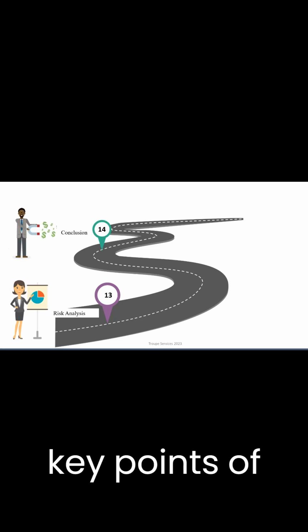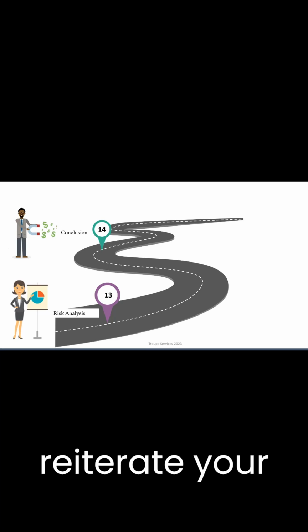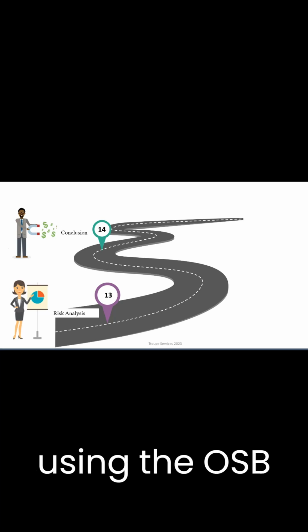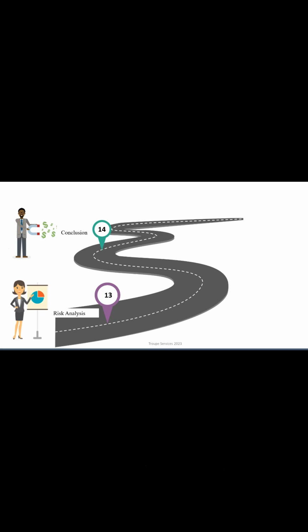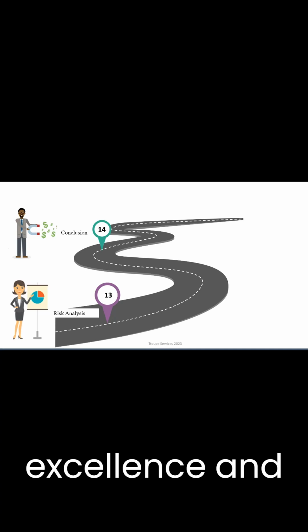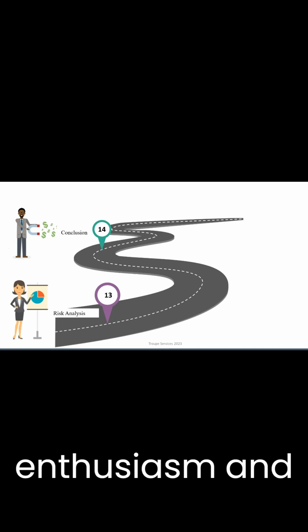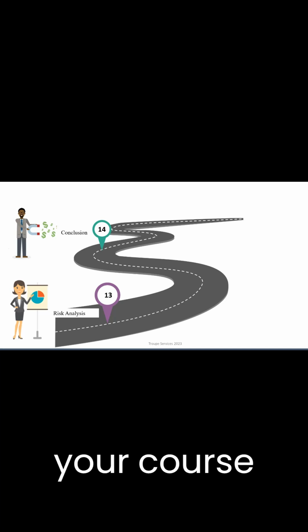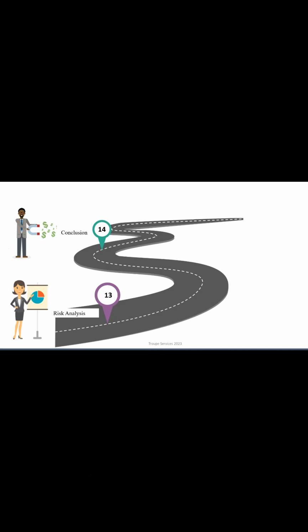Step 14 is our conclusion. This will summarize the key points of your business plan and reiterate your commitment to using the OSB method's core pillars to achieve organizational excellence, and also express your enthusiasm and confidence in the success of your course selling business.